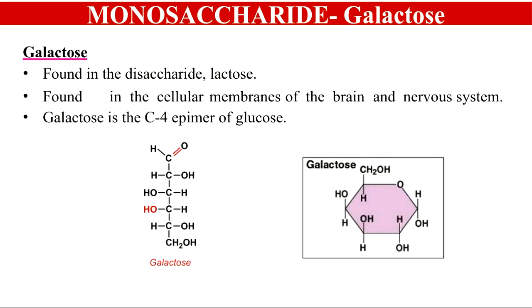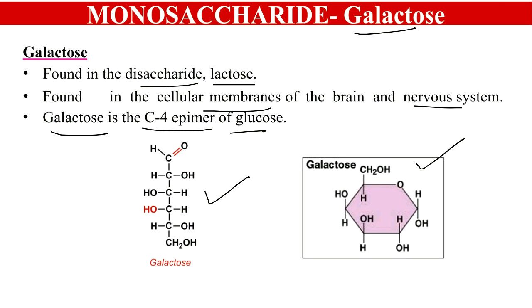Now, next, let's see the next structure of monosaccharides, that is galactose. Galactose is found in the disaccharide lactose, which we will see when we learn about the disaccharides in the coming slides. It is found in the cellular membranes of the brain and the nervous system. And galactose is the C4 epimer of glucose that we discussed. When this galactose gets cyclized, this is how the cyclic structure looks. So both of the structures are correct. One is the cyclic structure, one is the straight chain structure.